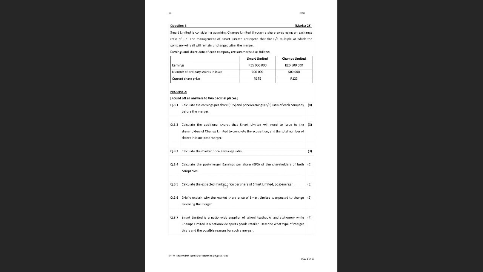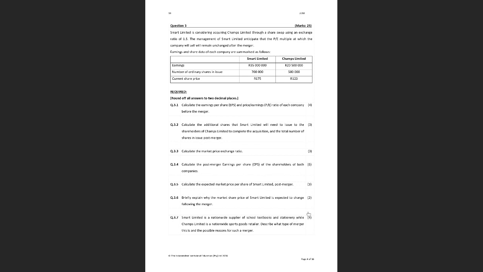Then calculate the expected market price per share of Smart post-merger. And then briefly explain for 2 marks why the market price of Smart is expected to change following the merger. So give at least 2 facts. And then for 4 marks, Smart Limited is a nationwide supplier of school textbooks and stationery. So that's the acquiring company, while Champs Limited is a nationwide sports goods retailer.